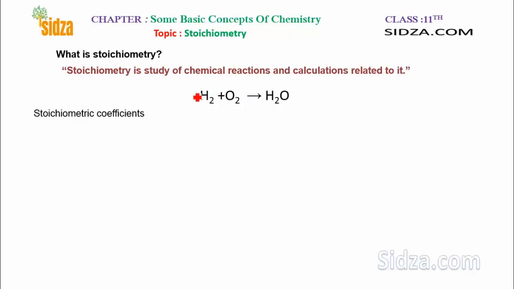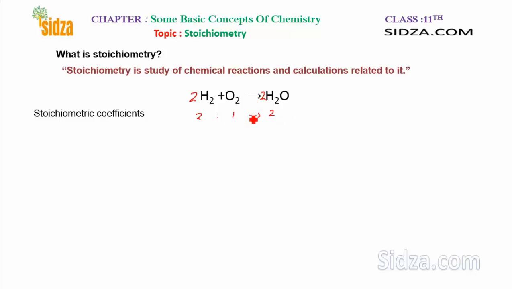So when I balance it, it will be 2 times hydrogen and 2 times water here. Now this is a balanced equation. And the stoichiometric coefficients for this balanced equation will be 2 is to 1 and here it is 2. So 2, 1, 2, these are the stoichiometric coefficients for this equation.